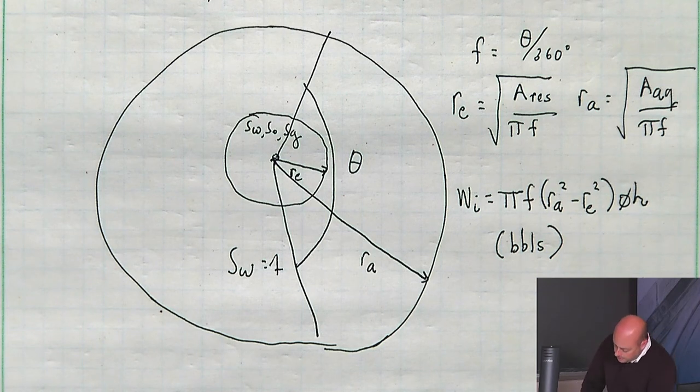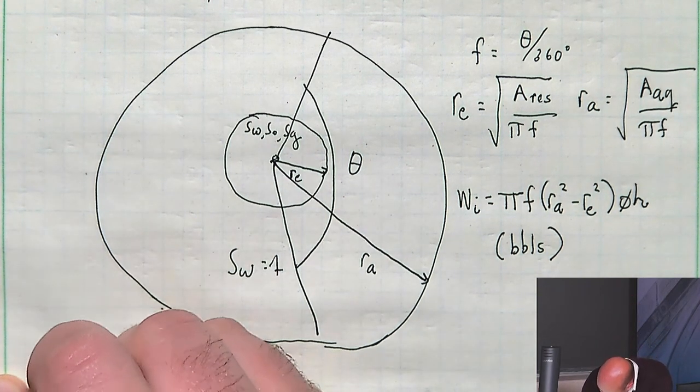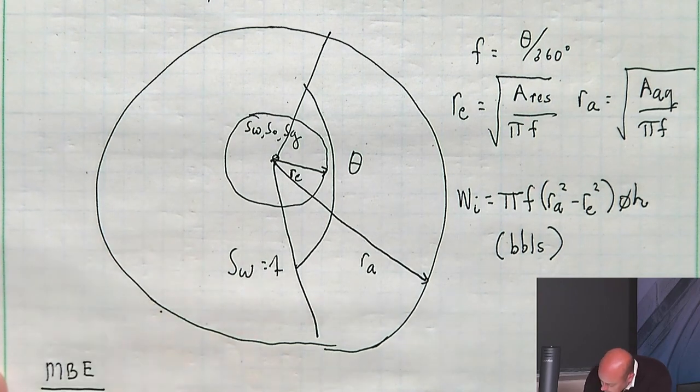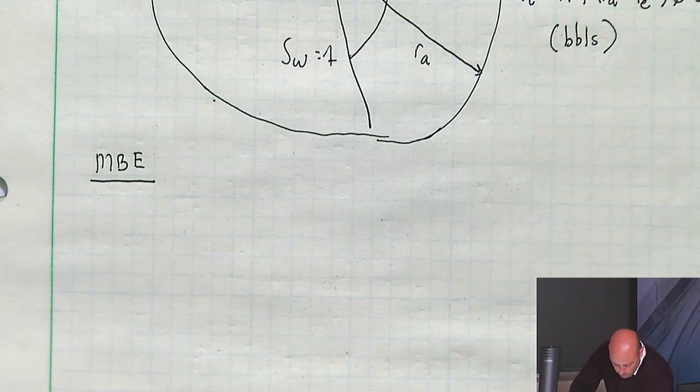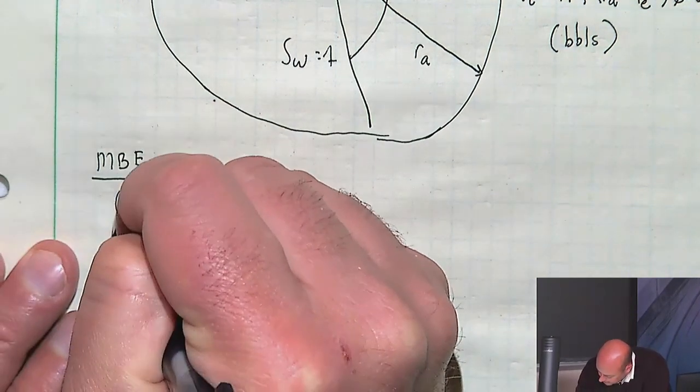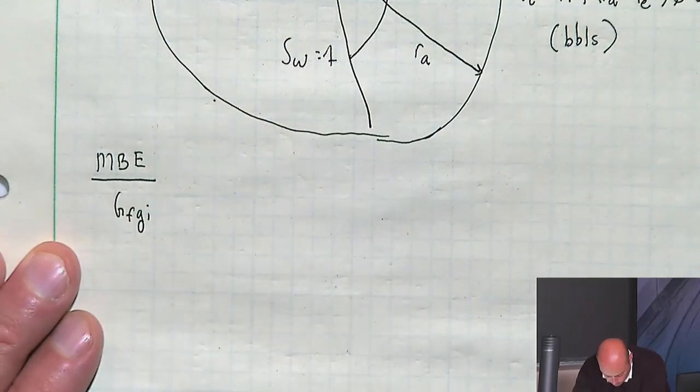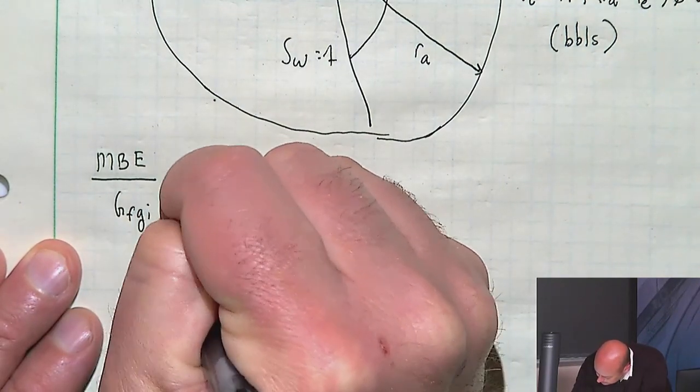We return to the material balance equation. I'm going to abbreviate that MBE. You learned this in Reservoir 1. If you've forgotten a little bit about it, then maybe you will watch the video I made, which will be a good reminder of that. So material balance, and one way to write it is like this.